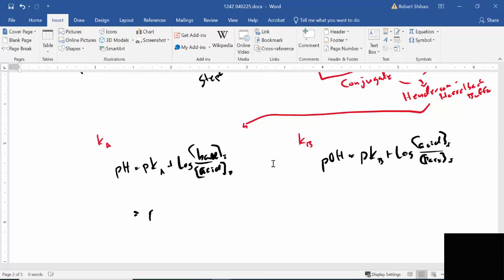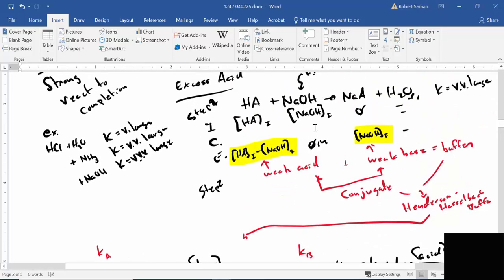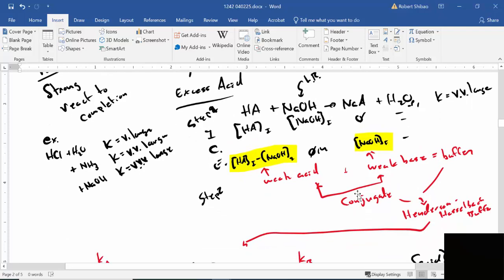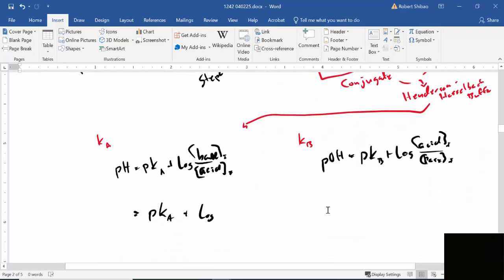So this is just equal to the pKa plus the log of, now these final concentrations in step 1 will become the initial concentrations in step 2. So this is going to just be the log of the sodium hydroxide initial over the HA initial minus the sodium hydroxide initial.